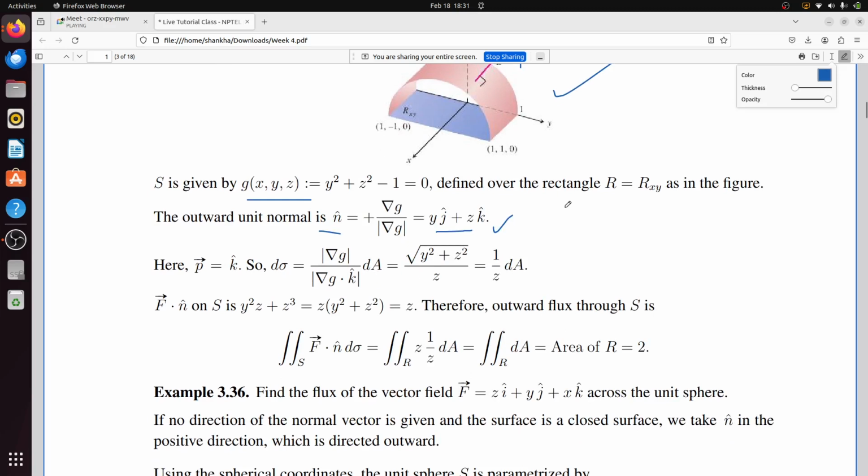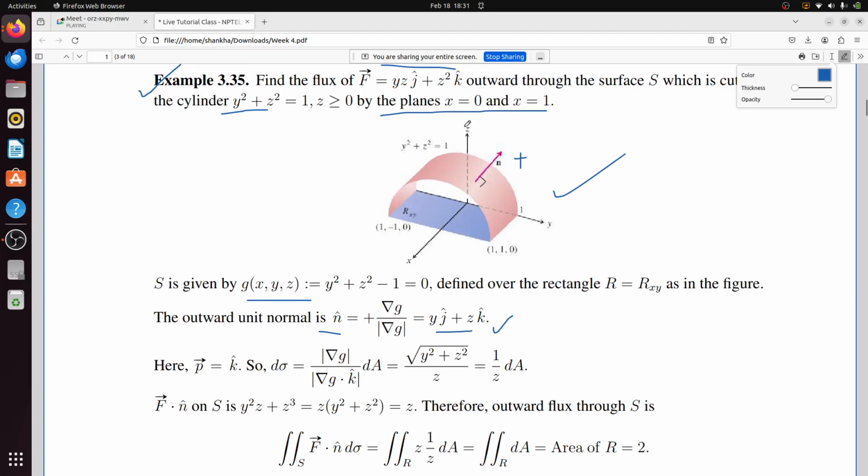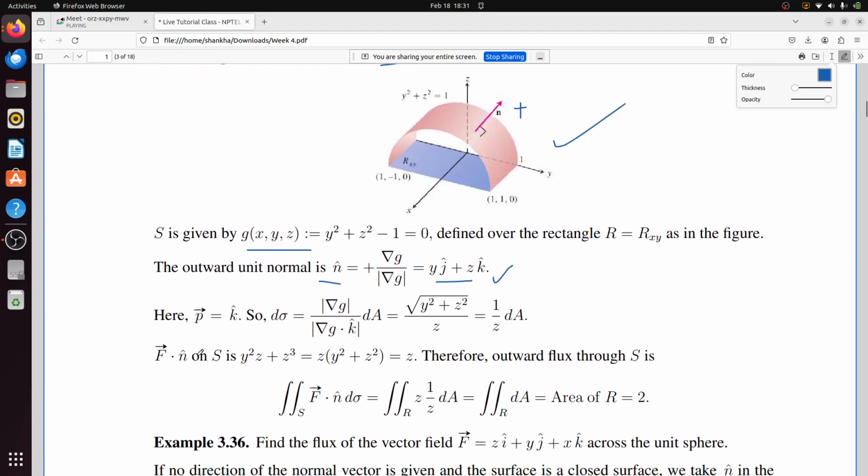Now here is another clue: x varies from 0 to 1. So you need to construct this p. So what will you take p? P is actually k cap. You have to choose p in such a way that this denominator does not vanish, right? So you have to choose p in such a way that this term does not vanish. Now if you compute this d sigma, you will get d sigma equal to square root of y square plus z square by z. This is going to give you 1 by z into dA.